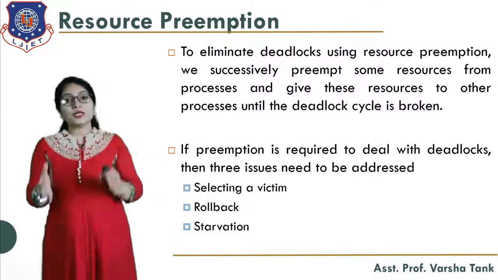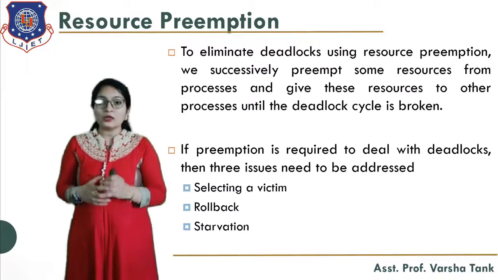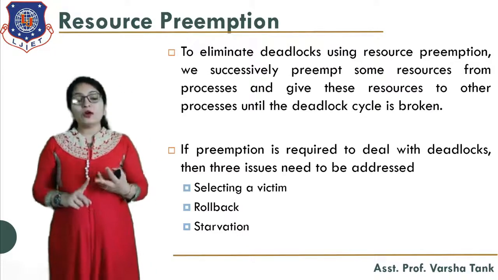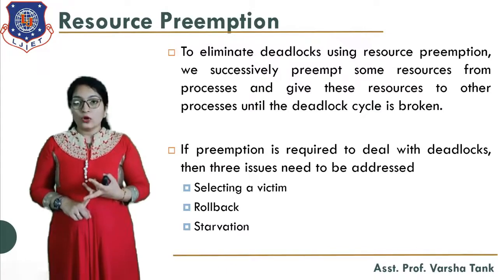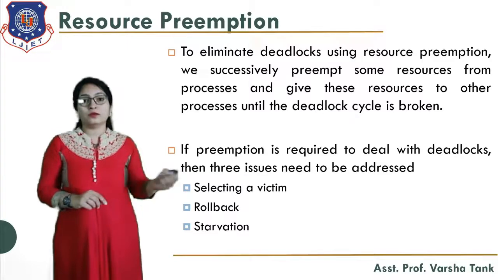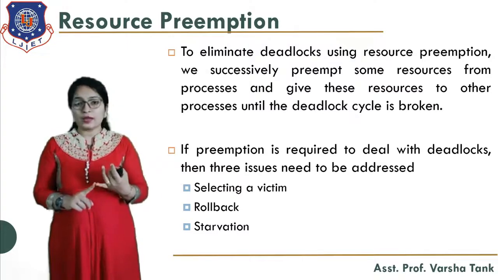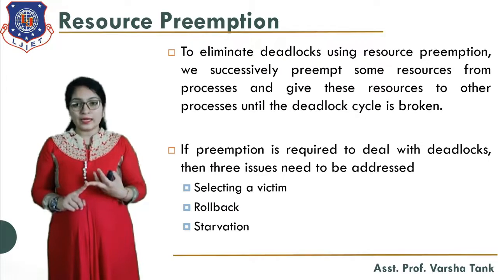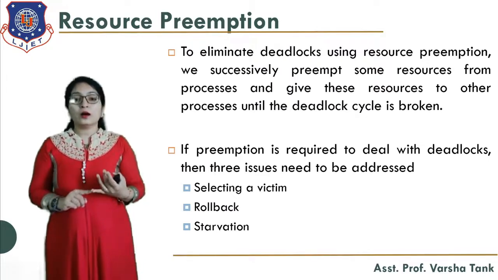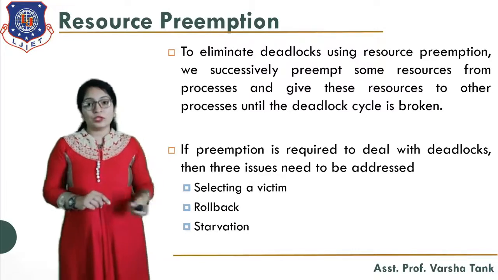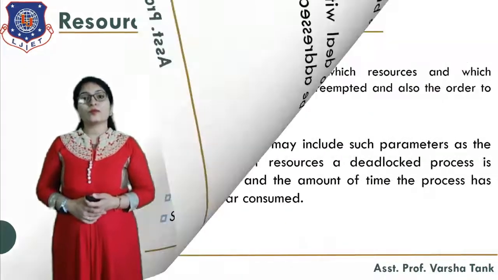If preemption is required to deal with the deadlock, then three issues need to be addressed: selecting a victim, rollback, and starvation. So which process will be selected as a victim, from which point we have to roll back, and starvation. Let's see each in detail.